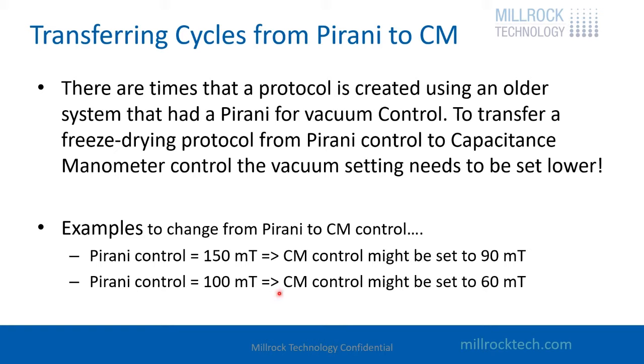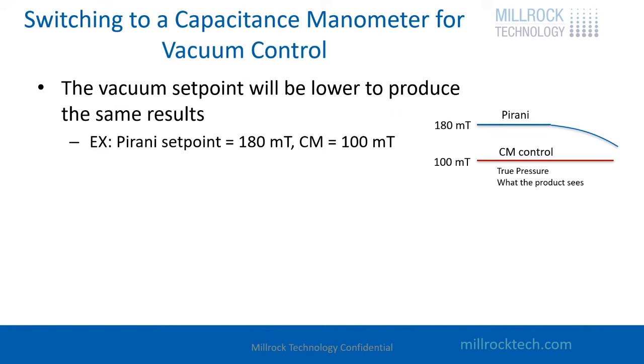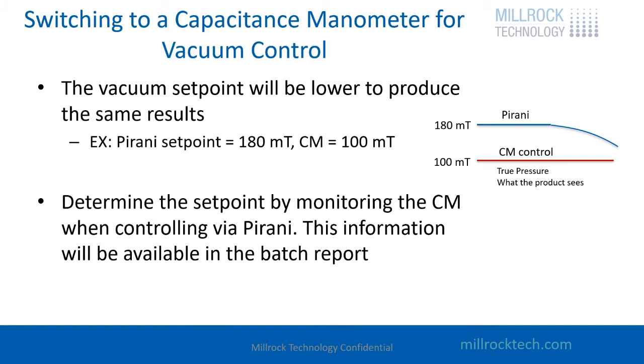So that's another one. If we were controlling at 100 millitorr with the Pirani, we might set the capacitance manometer to 60 millitorr. Very critical that's understood for transfer. So when you're switching between vacuum measurement systems, if we were up at 180 with the Pirani system, you're going to have to set your capacitance manometer at 100 or somewhere in that range. So you're going to have to determine the setting by monitoring the capacitance manometer while you're controlling with the Pirani, and this is going to give you that offset so you can actually do the transfer.